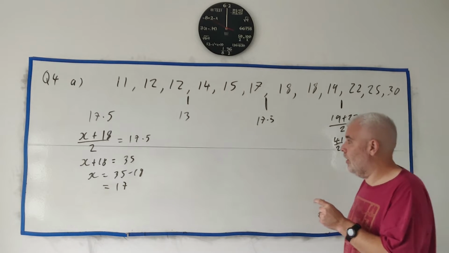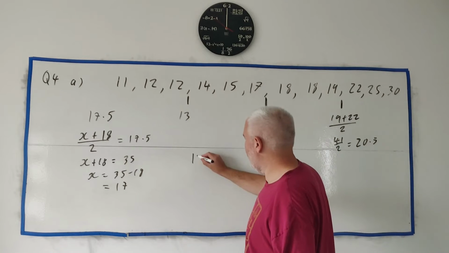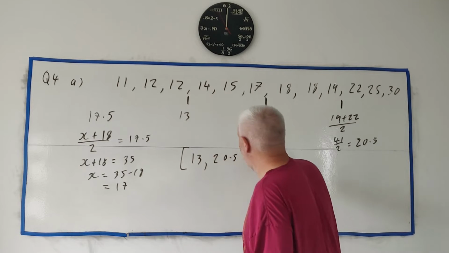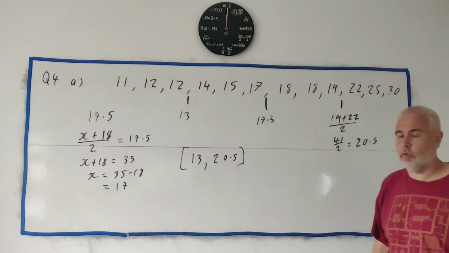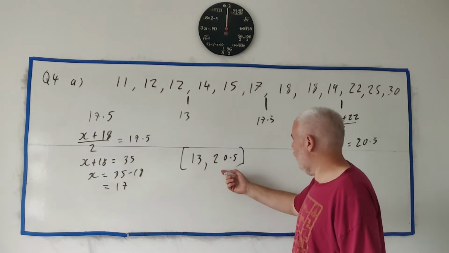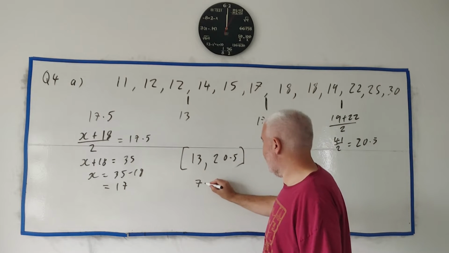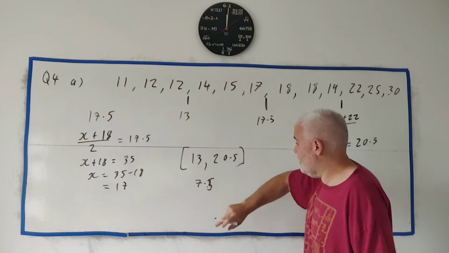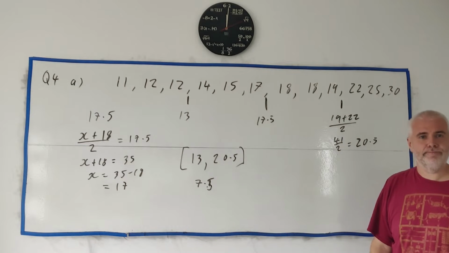So the range here, you can sometimes write it like 13 and 20.5. That'd be the interquartile range of this. Although you can also see it as just 7.5. The interquartile range is 7.5 in this case.